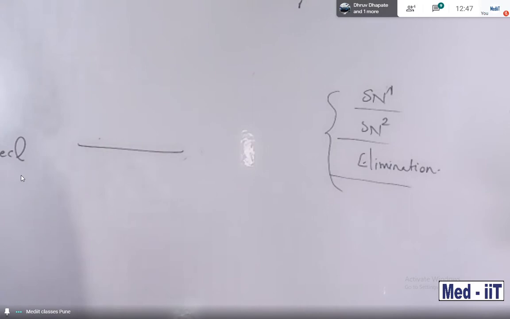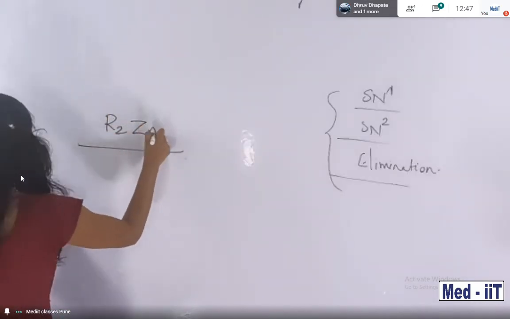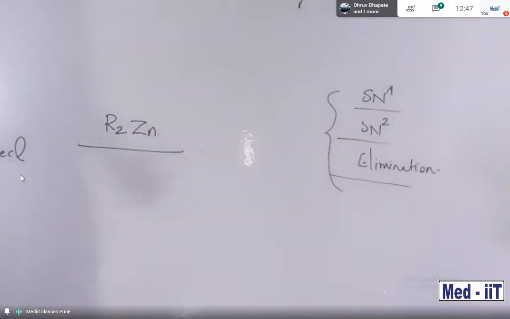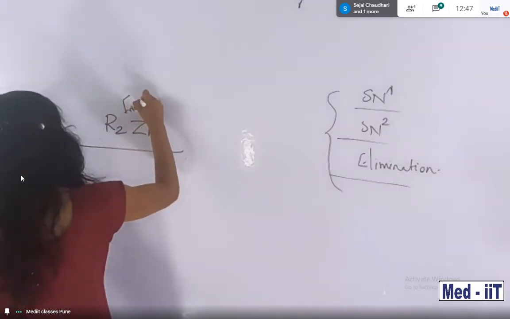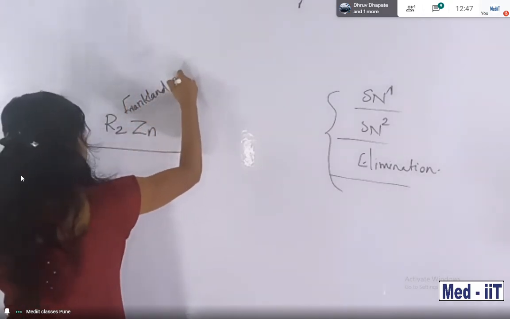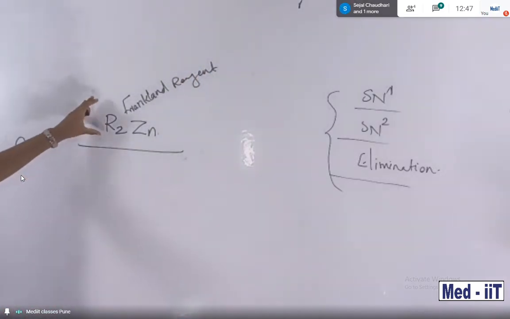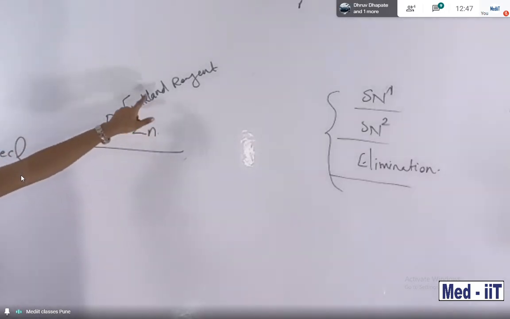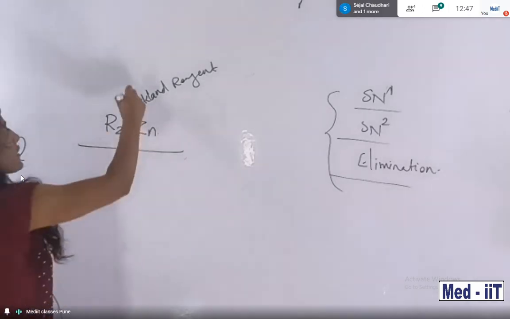Substrate same, reagent and product are different. Okay, so the next one is very important. This reagent, students, R2Zn. This reagent name is called Frankland reagent. During exam time, they will not specify R2Zn like this, but they will specify only the name. With the help of that name, you want to identify, oh, this is R2Zn. So study this one.